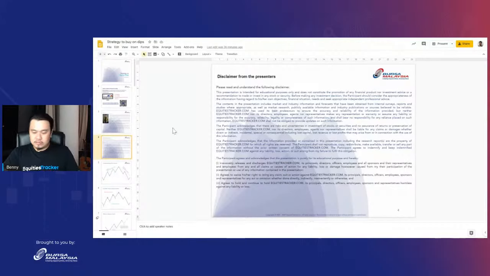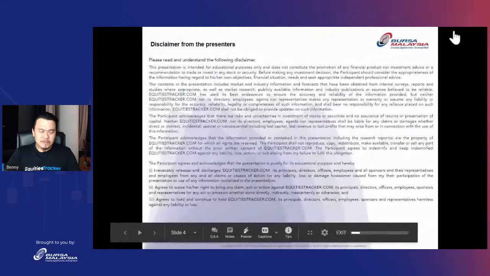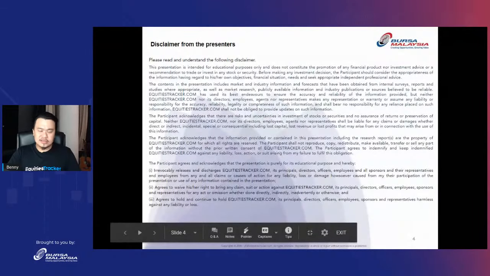Right now we're going to discuss how you can identify a pullback and when is the best time to get in, so that the objective is to buy or enter at as low a risk as possible, so that you are able to profit from a trade and minimize losses if there are any.